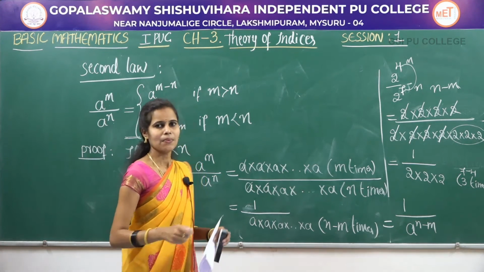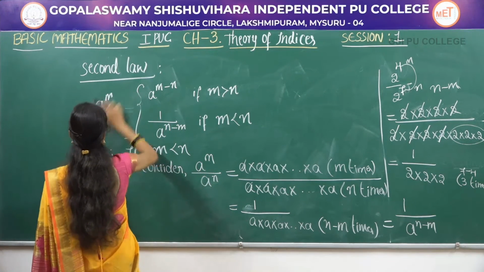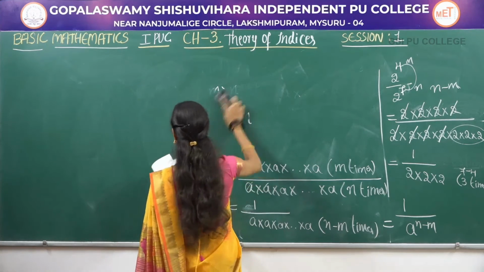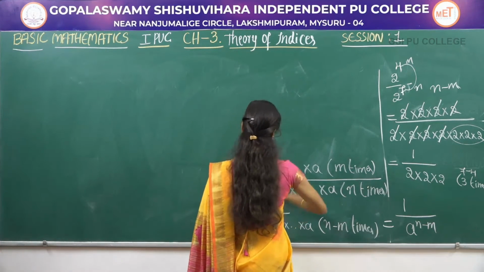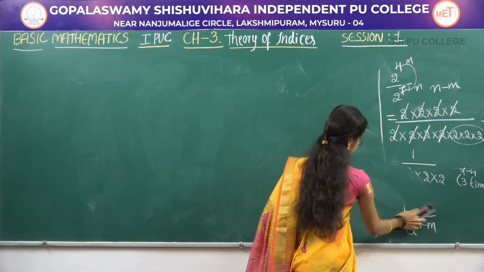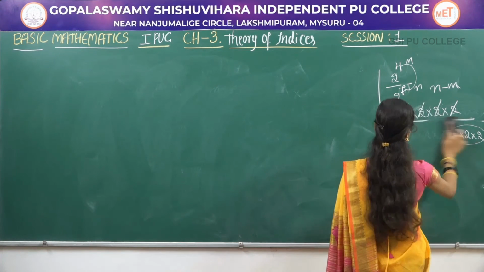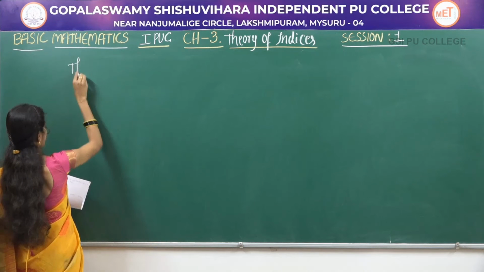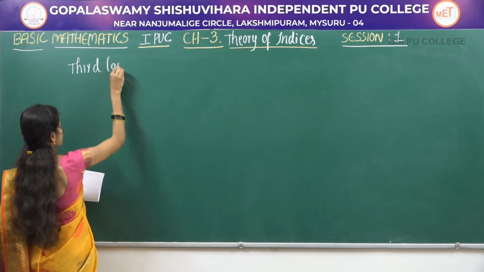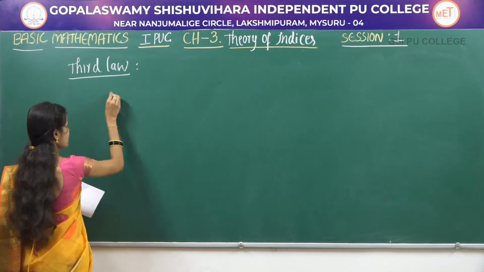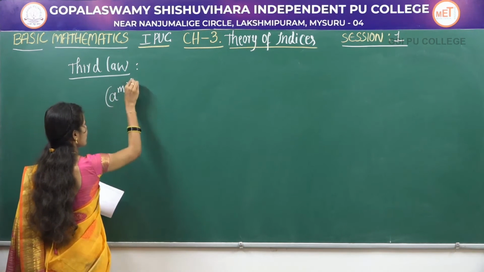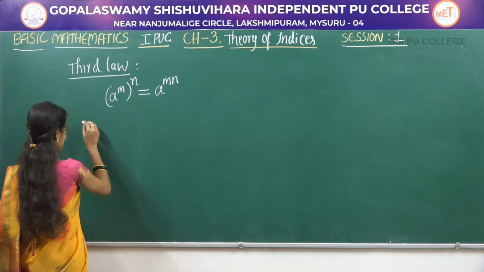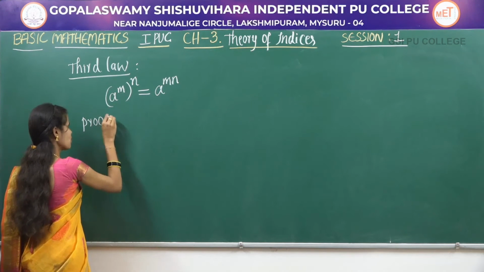Okay, next, the third law of exponents. The third law of exponents is: a to the power of m, whole to the power of n, is equal to a to the power of m into n. Okay, proof.